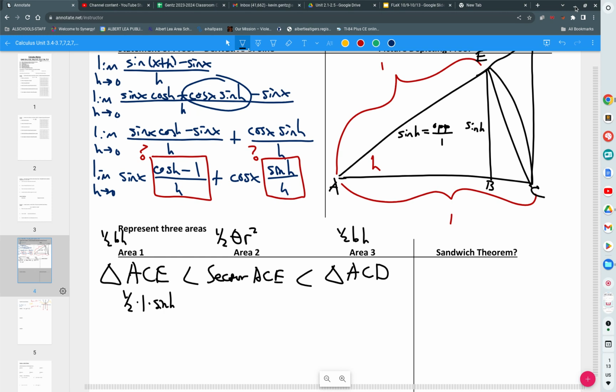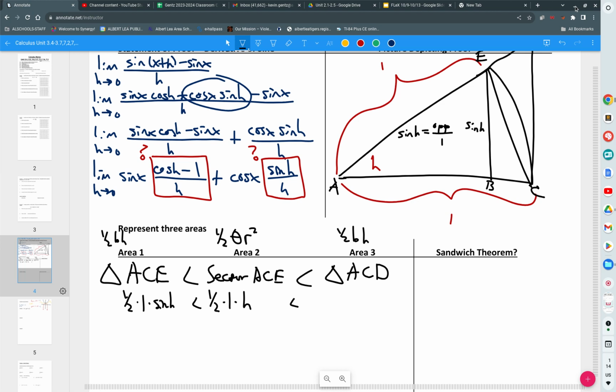Let's go to the middle one. We have 1/2 and now I've got r squared. What is the radius of this sector? 1. What do you get if you square 1? 1. Times theta. What is theta? H. So we've got 1/2 times 1 times H. Hey, that worked out pretty cool, didn't it? Cool.